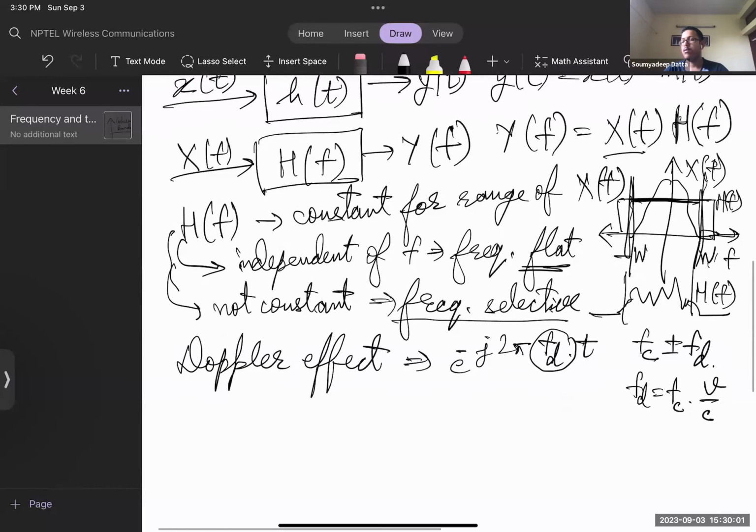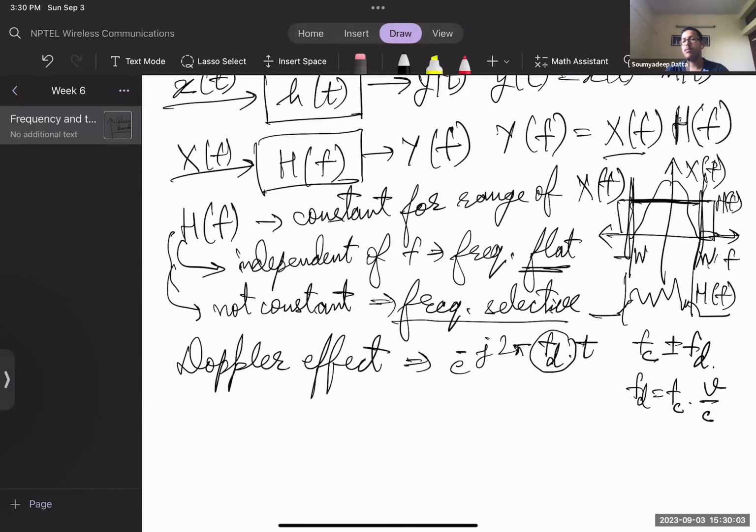Another reason can be in the terahertz frequency range. Sometimes, at high frequency, you have molecular absorption in the environment. Because of some frequencies in the signal, maybe it is causing resonance in the environment, syncing up with the molecular vibrations in the environment, and so that helps some frequencies and hurts some other frequencies. So various reasons are there for which channels can be frequency selective.